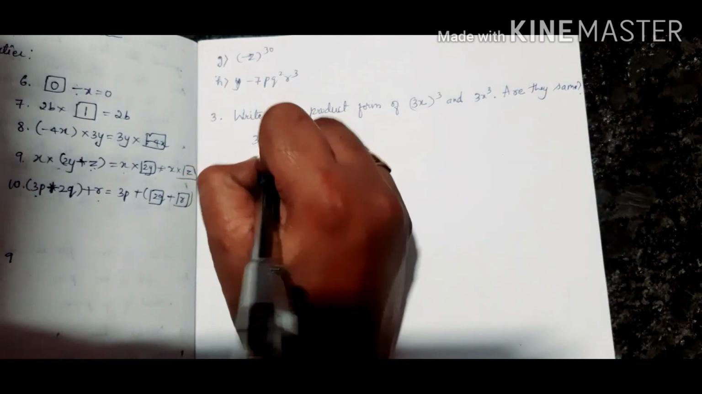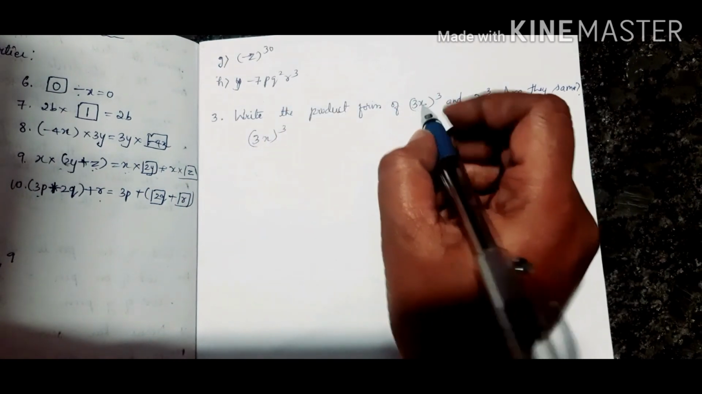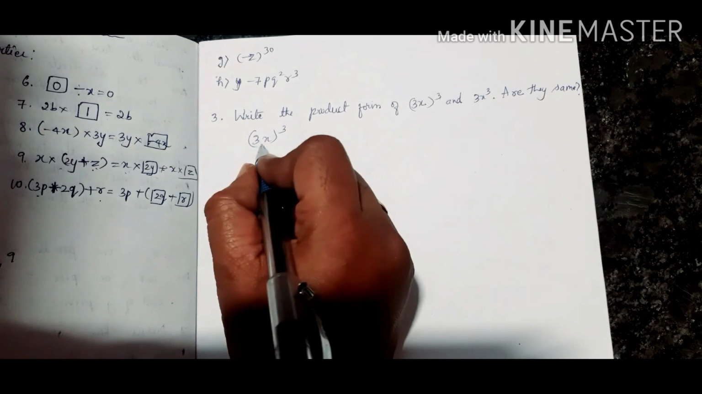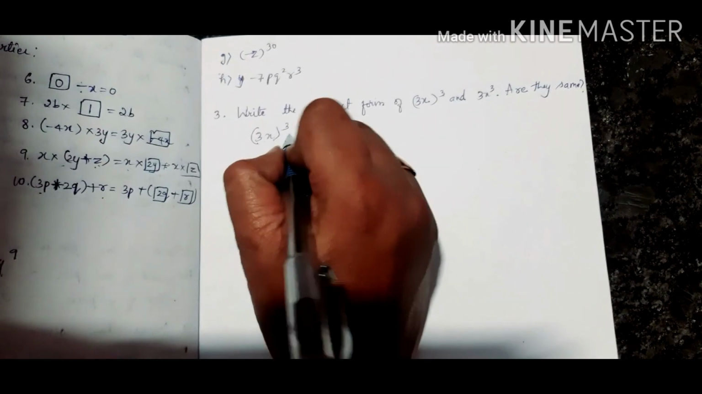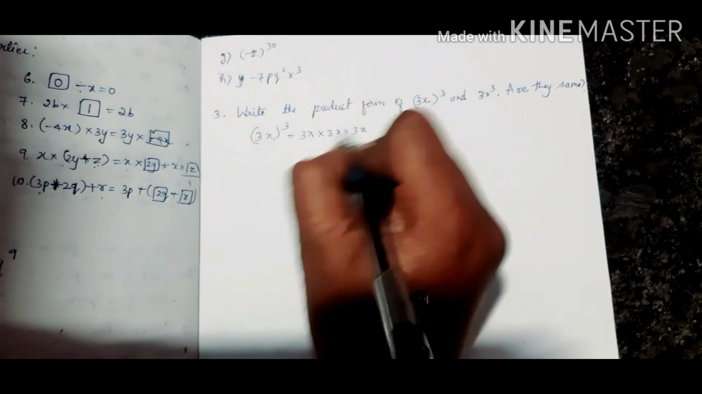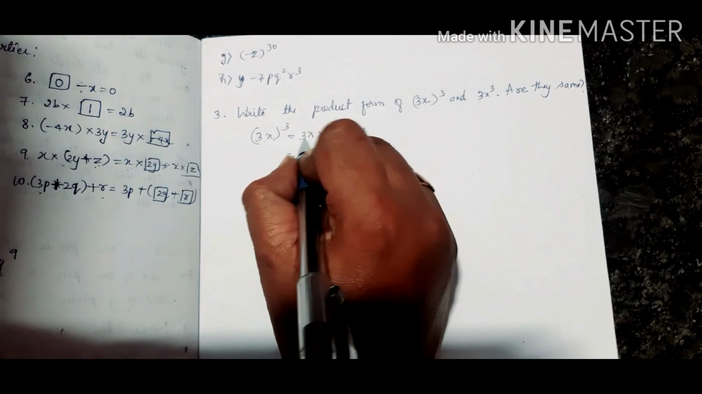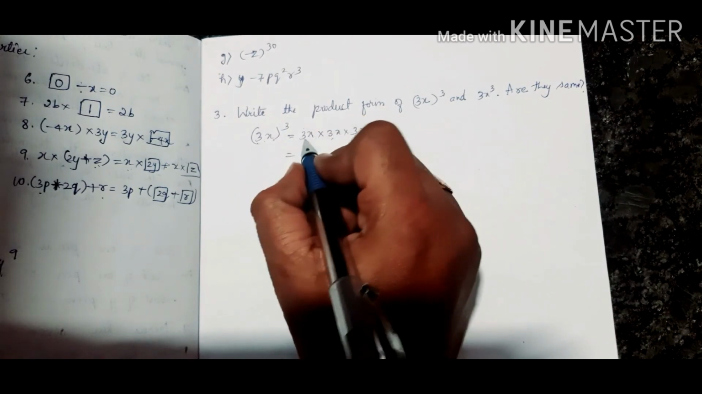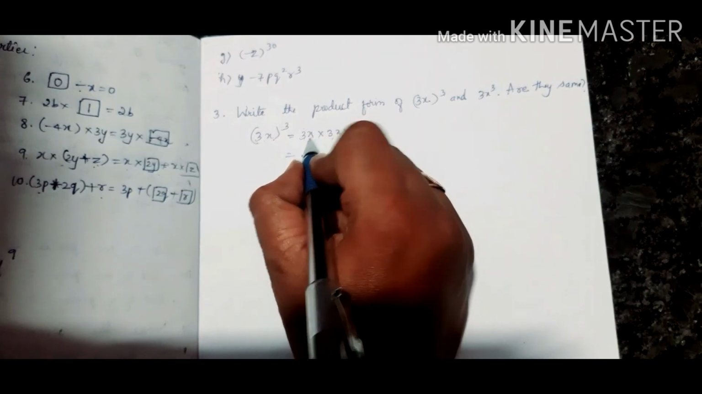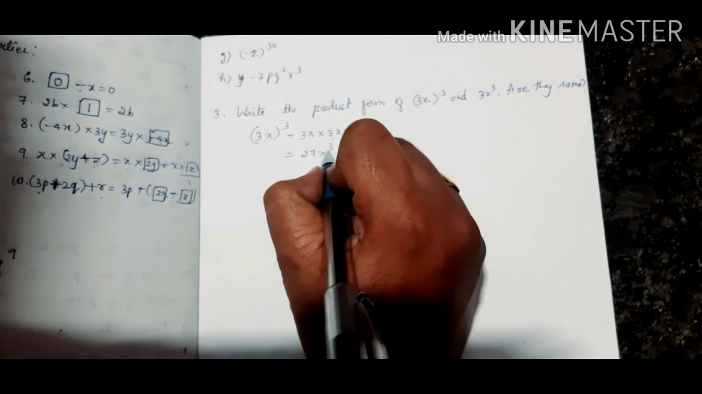Let us take 3x whole cube. Whole cube means there is a bracket. So this cube is applicable for both 3 and x. So 3x has to be multiplied 3 times. 3 3s are 9, 9 3s are 27. First let us multiply the numerals, then we shall multiply the literal numbers. X into x into x, x to the power of 3.